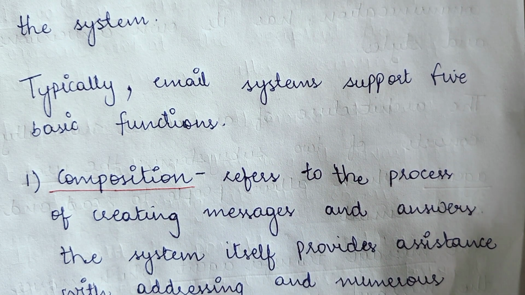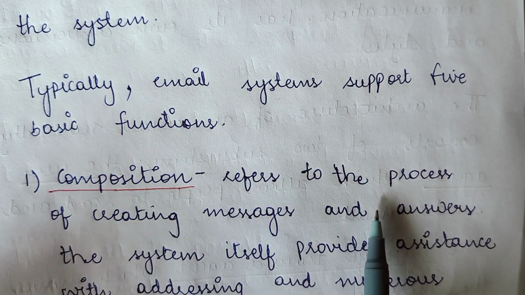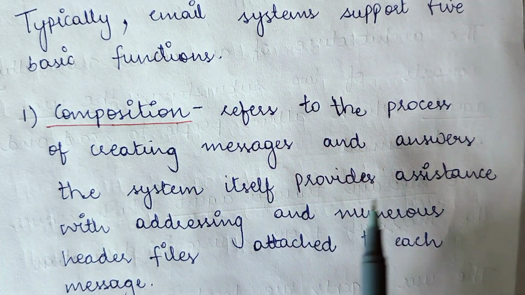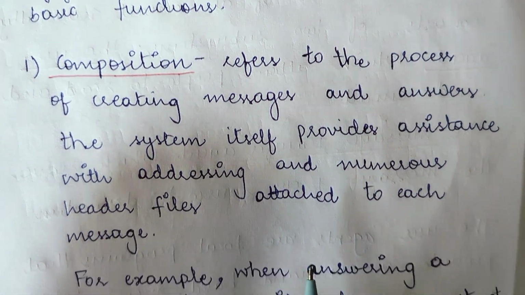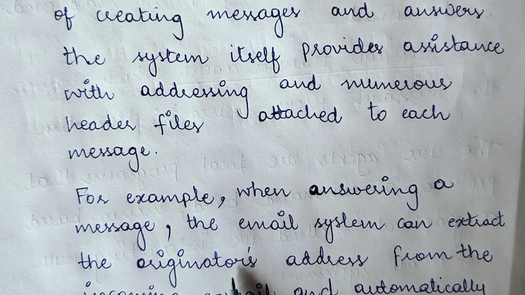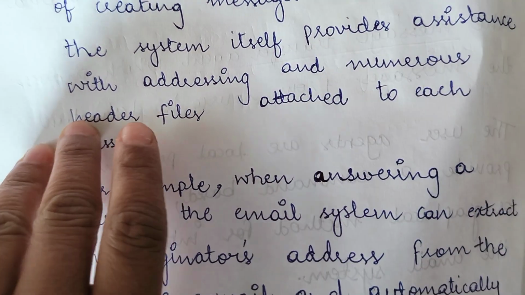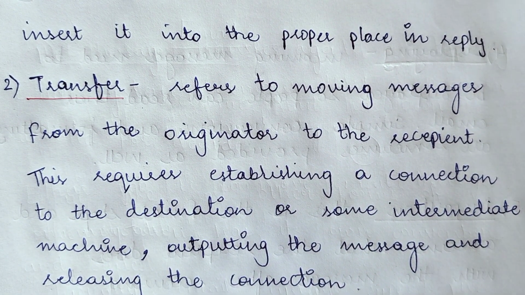We all know that before sending a mail, we have to compose a mail. That means we have to write and prepare a mail. So this is known as composition. Composition refers to the process of creating messages and answers. The system itself provides assistance with addressing in numerous header files attached to each message. For example, when answering a message, the email system can extract the originator's address from the incoming email and automatically insert it into the reply field.